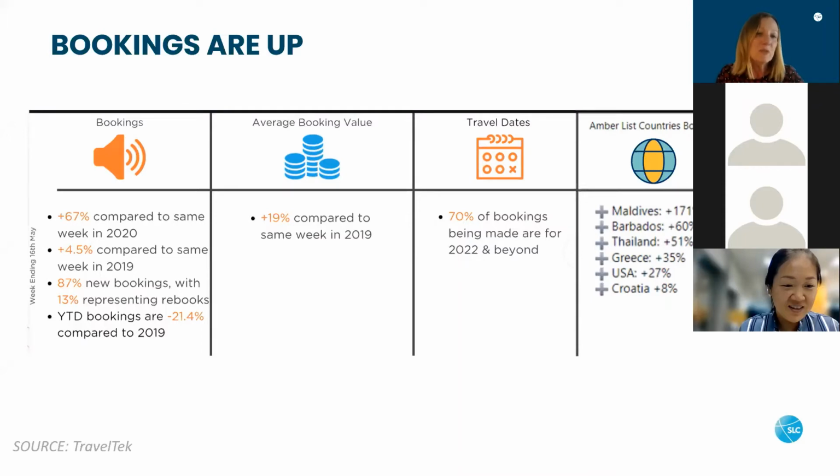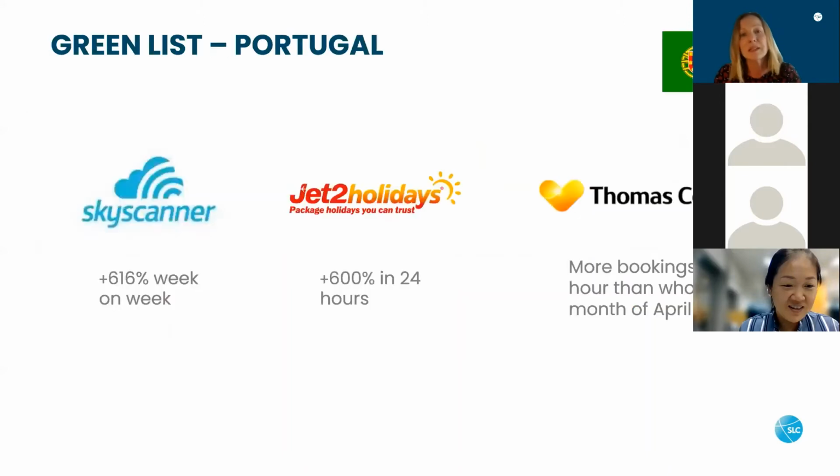But the data here that we have from Travel Tech shows that bookings are up 67% compared to the same week in 2020, but also very interestingly up 4.5% when you compare right back to that benchmark year of 2019. And that's the first time we've seen booking levels be on a par with 2019. So really very encouraging, booking values up. Travel dates are substantially for 2022 and beyond, and I know that Anna's got some very interesting insights to share on quite how long the lead times are at the moment out of the UK. But also interesting to see there that USA was up 27%, even when it's in its amber status.